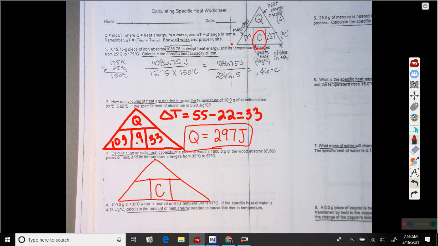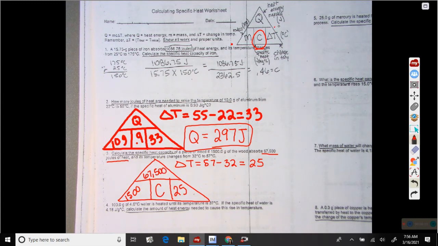It's a piece of wood that is 1,500 grams. So I'm going to write 1,500 right here. Okay? It says that my delta T changes from 32 to 57. I'm going to do final, 57 minus 32 equals 25. I'm going to put that right here. And then it says that we absorb 67,500 joules of heat. 67,500. And if you didn't know this, look, it says joules.